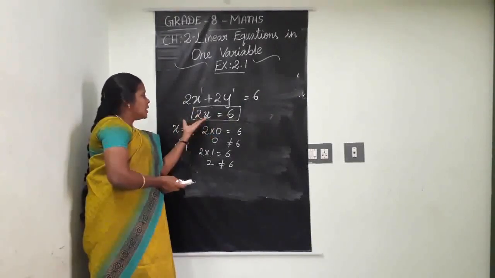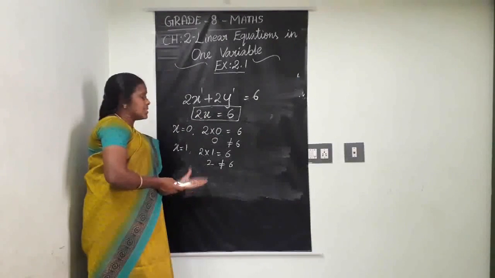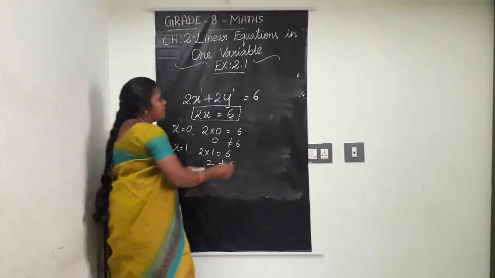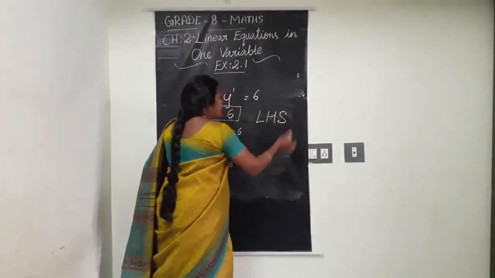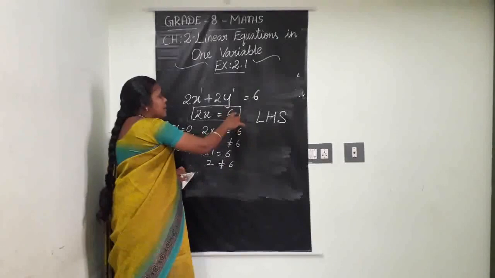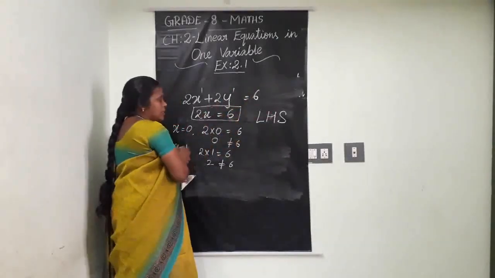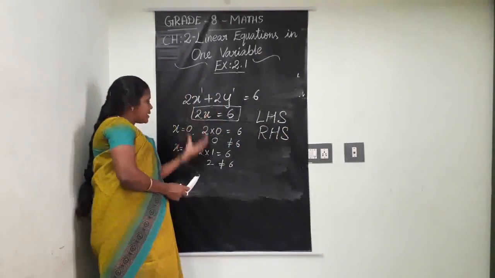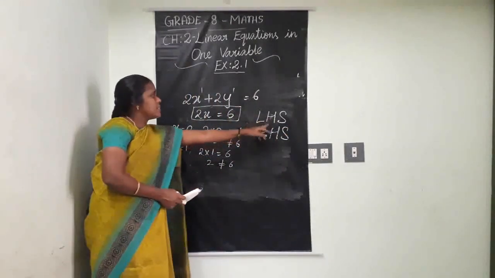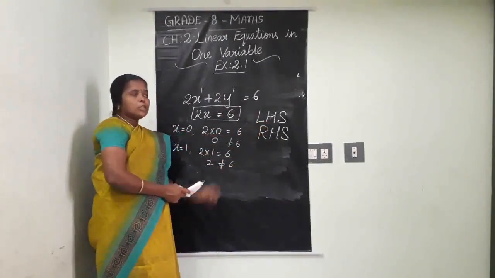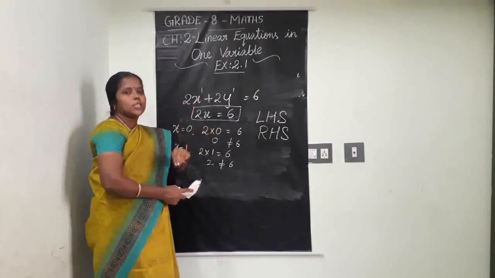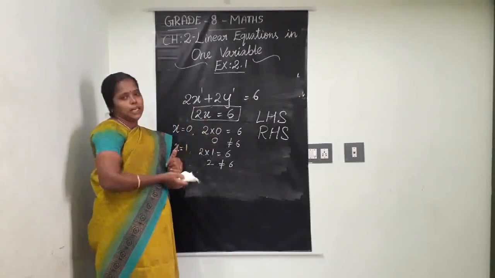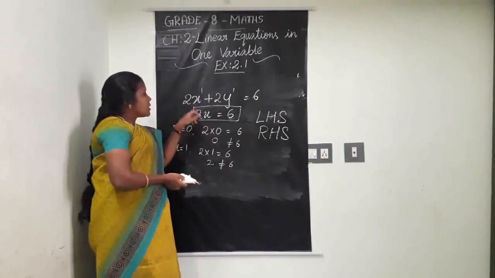This is the left hand side, LHS. Here 2x is the left hand side of the equation. Simply we will write it like this, LHS. 6 is here, the right hand side of the equation, which can be written like this, RHS. Left hand side, right hand side, LHS, RHS. Clear, children? So, which value is satisfying the condition of the equation? That means both sides, LHS and RHS, must be equal. That value is called its solution.